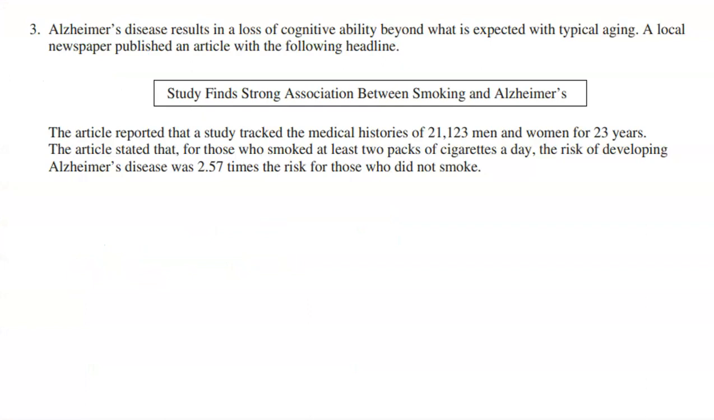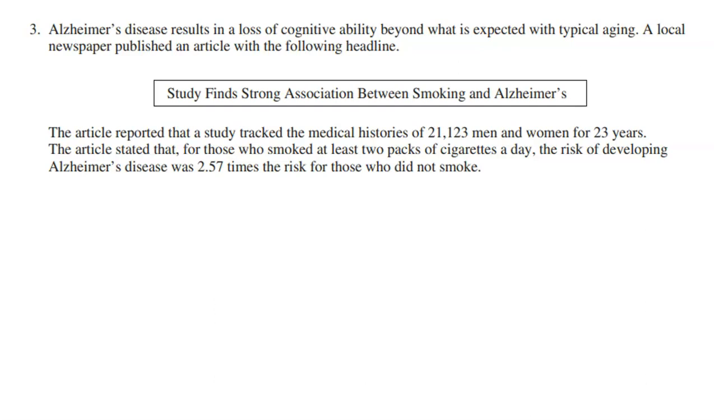All right, here is the problem. Alzheimer's disease results in a loss of cognitive ability beyond what was expected with typical aging. A local newspaper published an article with the following headline: "Study finds strong association between smoking and Alzheimer's." The article reported that a study tracked the medical histories of 21,123 men and women for 23 years. The article stated that for those who smoked at least 2 packs of cigarettes a day, the risk of developing Alzheimer's disease was 2.57 times the risk for those who did not smoke.